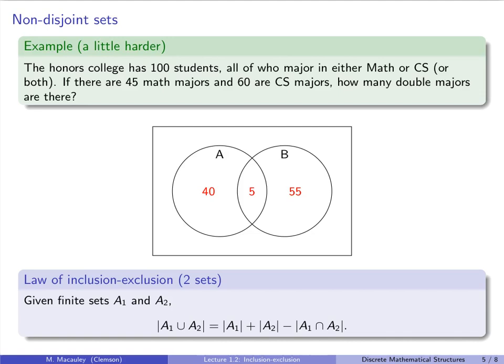Here it is written up formally. The principle of inclusion-exclusion for two sets says that given two finite sets, A1 and A2, the size of their union is equal to the sum of the individual sizes minus the size of the intersection.